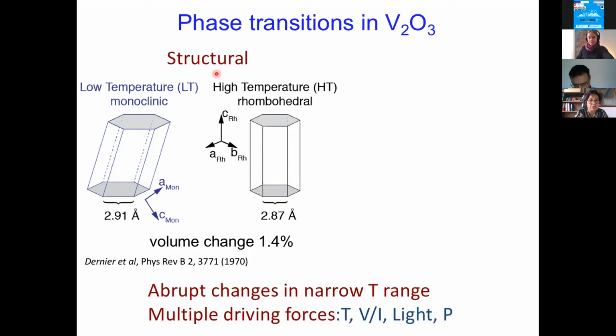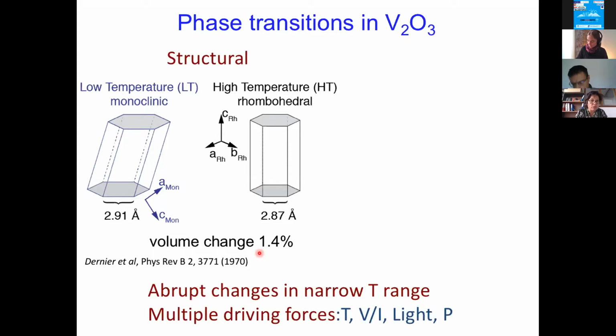So particularly in the case of V2O3, this is a transition from a low temperature monoclinic phase to a high temperature phase, which is rhombohedral. This transition happens within 6-7 degrees, and implies a volume change of about 1.4%. The interest of these materials is that there are multiple driving forces that one can use for creating this transition. In our case, we will just use temperature, but you could also manipulate it with voltage or current, as well as light or pressure.